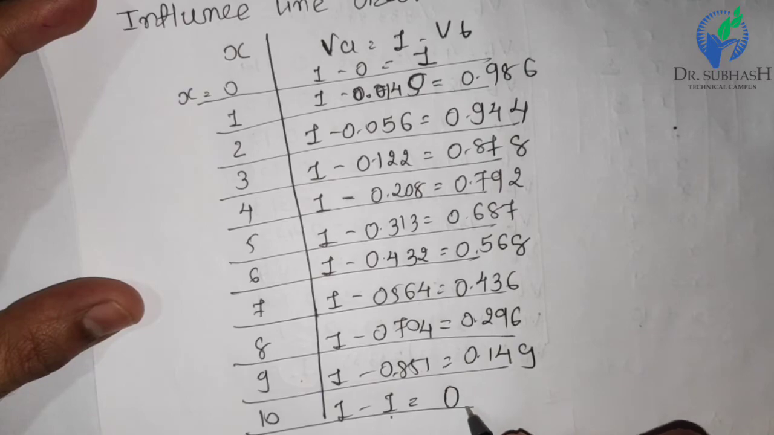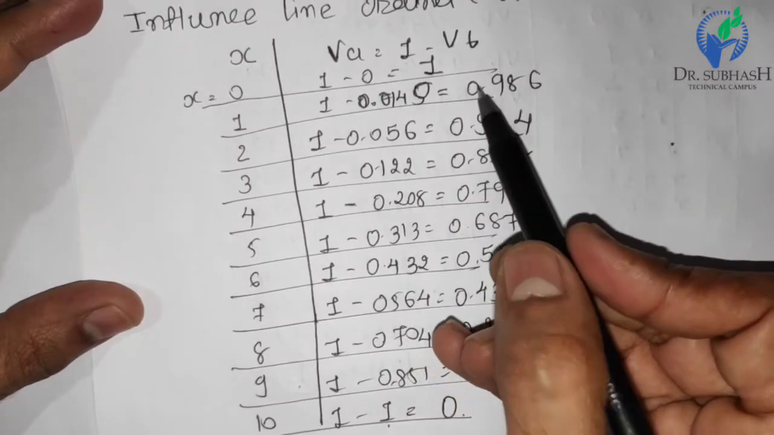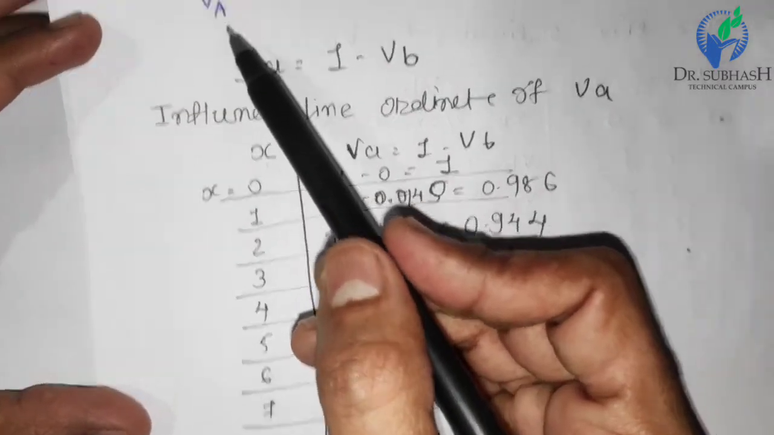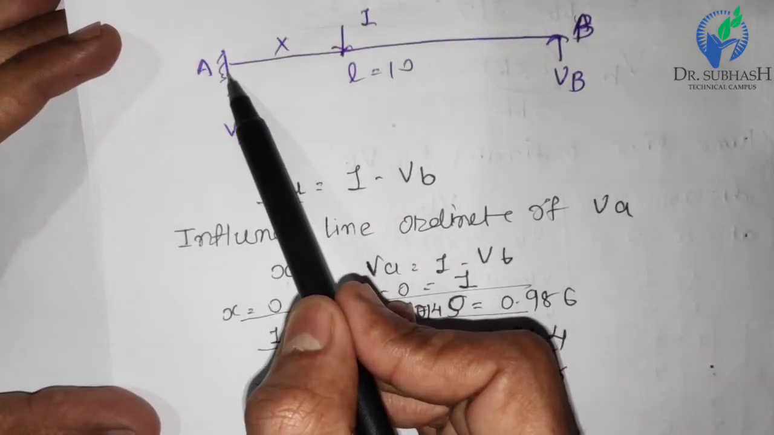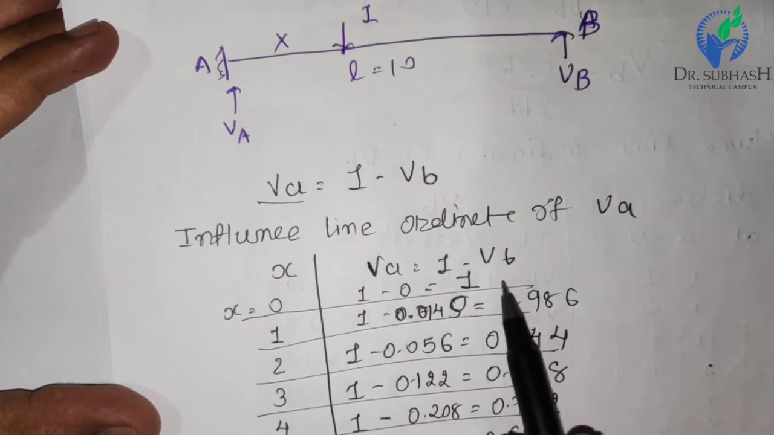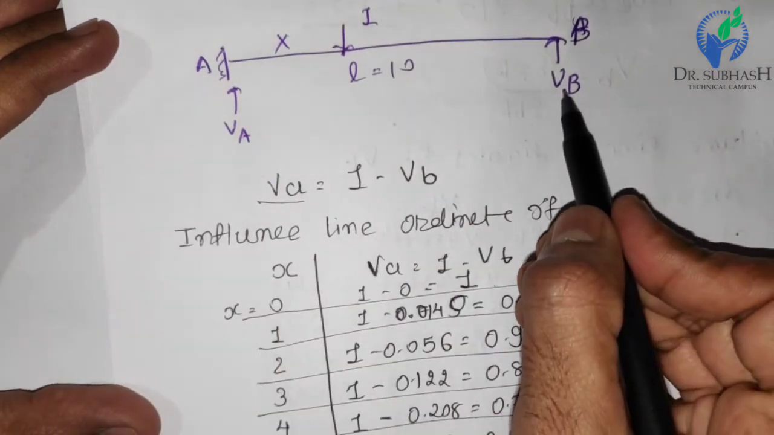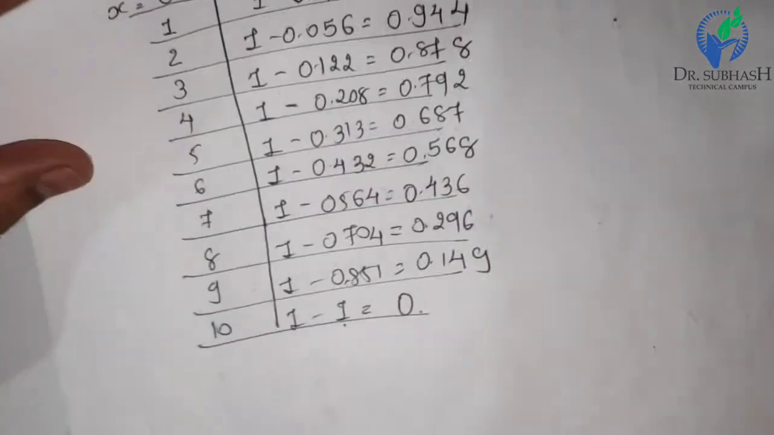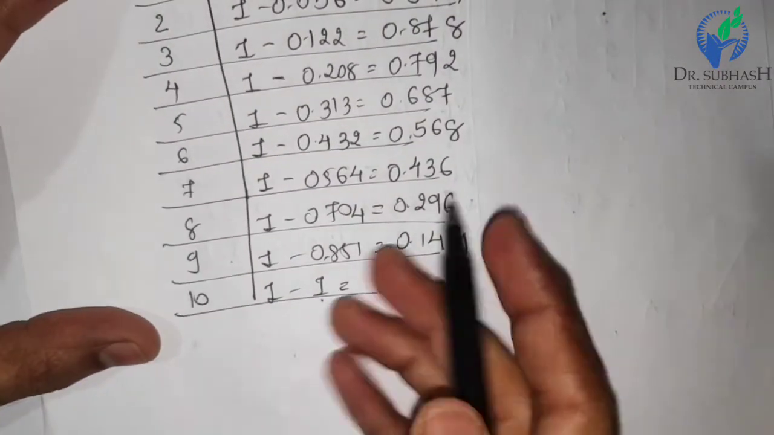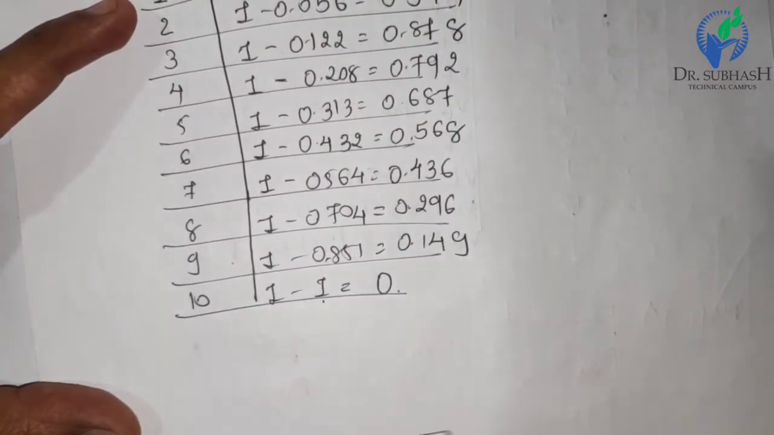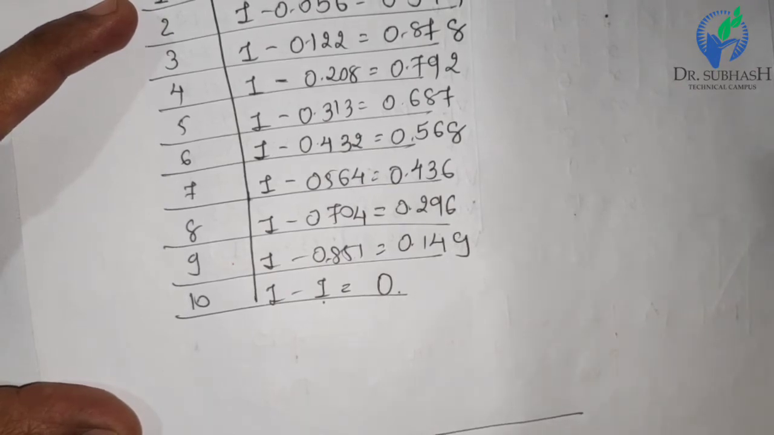So here you have to do the cross check. If you are finding the VA, if the unit load is exactly on VA, then the reaction of VA is equal to 1. At that time, what should be the VB? It is 0. So likewise, we draw the other diagram, the influence line for VA.